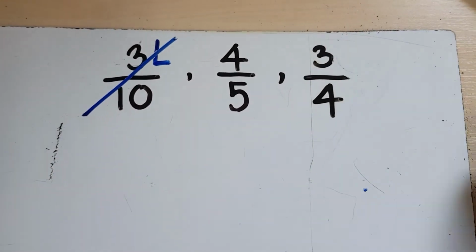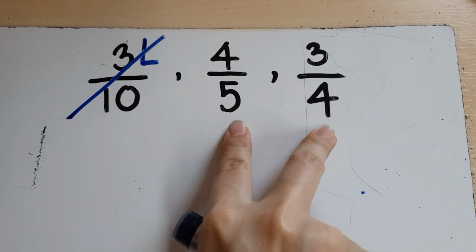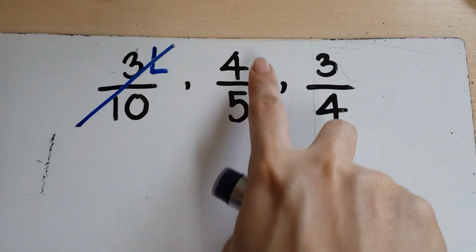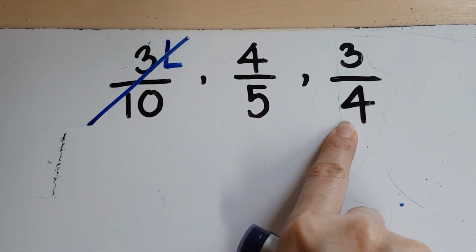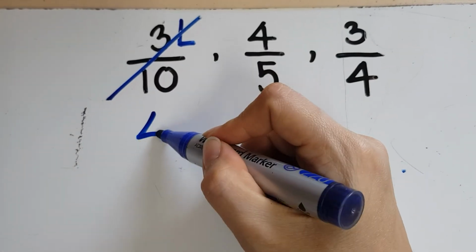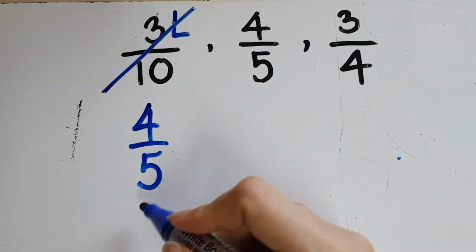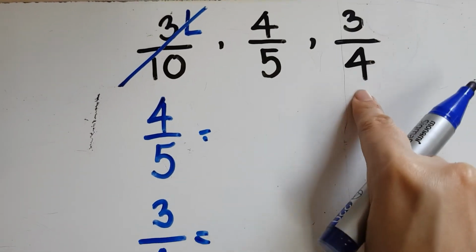Now I already have eliminated 3/10. I know that is the smallest. Now let's look at these. Do they have the same numerator? Nope. Same denominator? Nope. I've already done comparing with half, and so I'm going to go on to equivalent fractions. Now let's start with 4/5. Okay, and 3/4. I have 4/5 and 3/4.